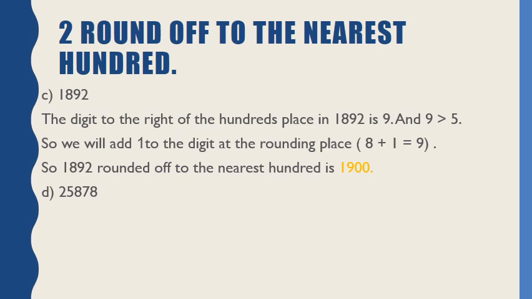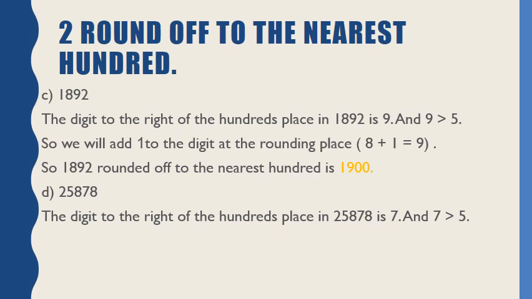Now let's come to the D part of question number 2, which is the number 25,878. Again, we have to round off this number to the nearest 100. The digit at the 100 place is 8.